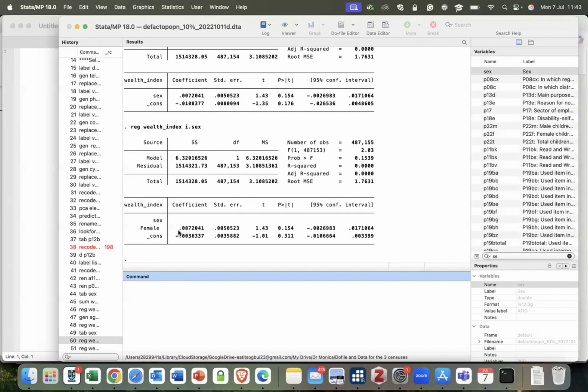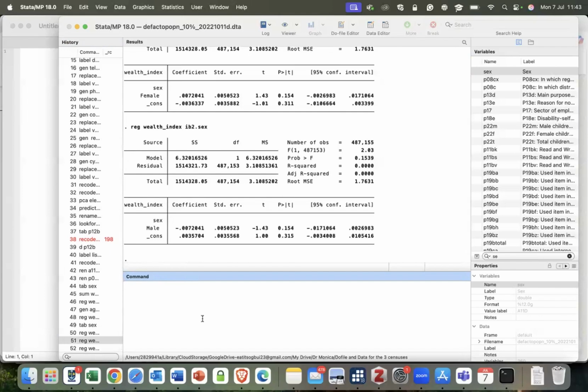Well, we can also use females as a reference indicator by including b2 here, meaning that the female should be our reference indicator.